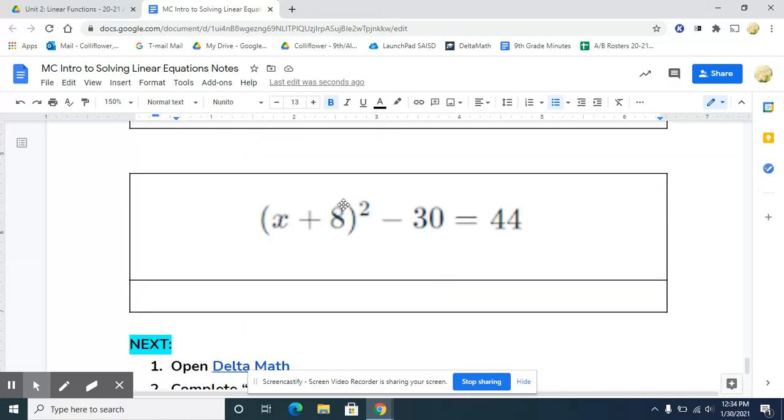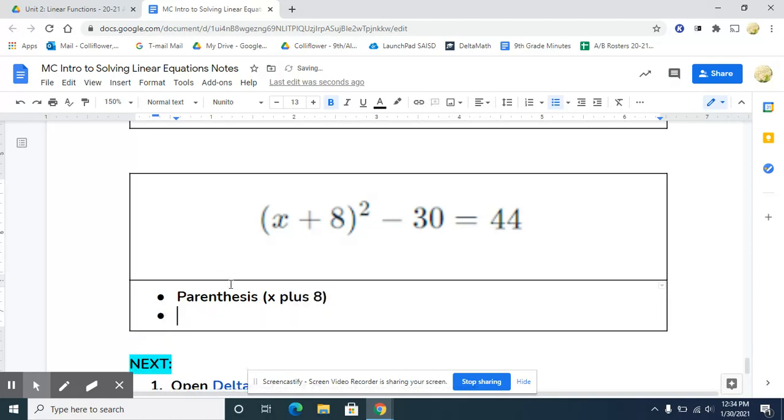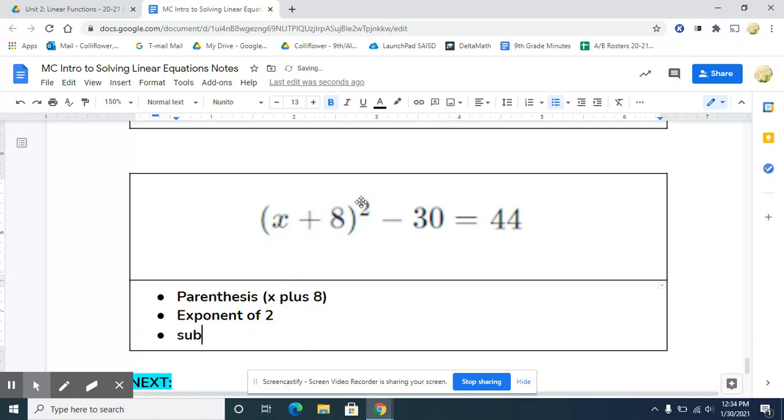Our last example has an exponent in it. It's also an equation. On the right side of this equation, there's just a 44. Nothing's happening to 44, so let's focus on the left. I see a set of parentheses, so we need to do what's inside of the parentheses first. So inside of the parentheses, we would do x plus 8. Then, after we've done the parentheses, we would do the exponent of 2. Once we've done that exponent, then all we have left is to subtract by 30.